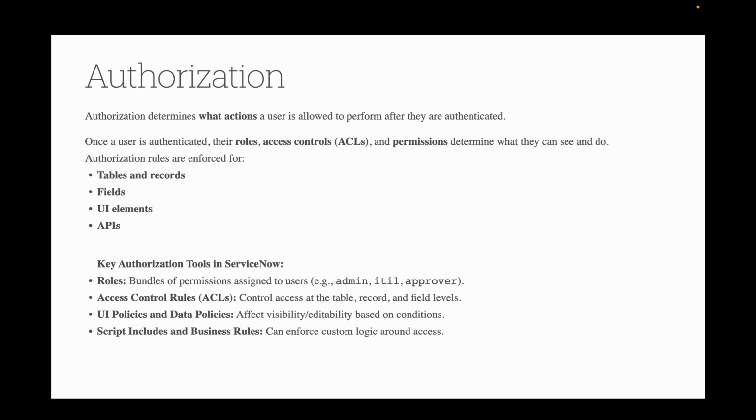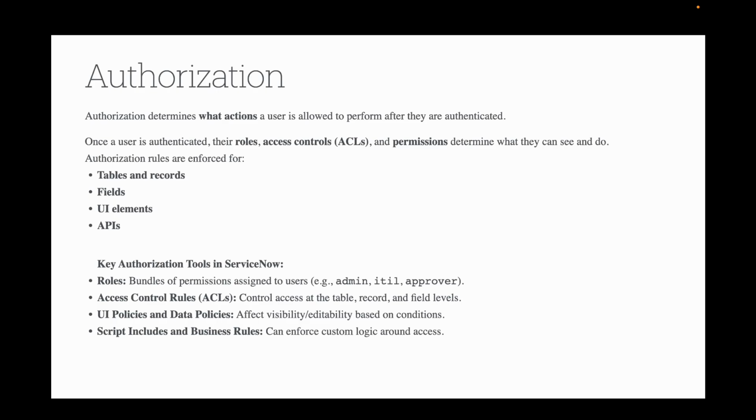If you are not familiar with what ACLs are, you can see our video on ACLs on our channel. ACLs basically control access at the table, record, or field level, so you can write different ACLs according to your need. Then we have UI policies and data policies, which affect the visibility or editability based on some conditions, right? Then we have script includes. We can also use script includes or business rules. These are basically server-side scripts.